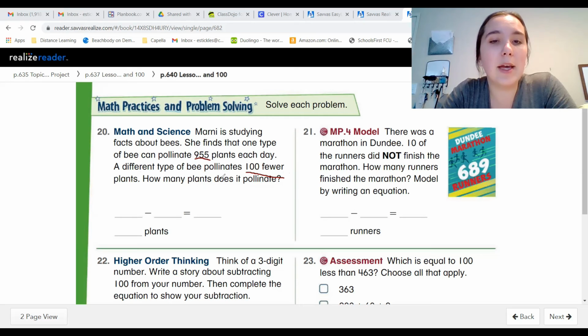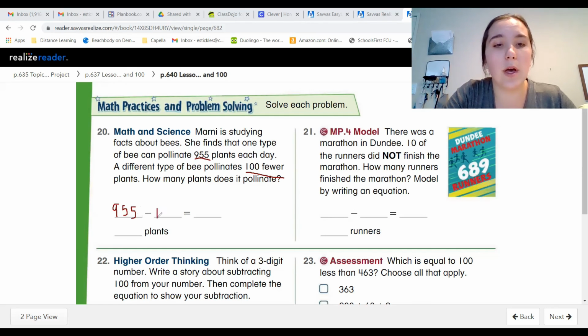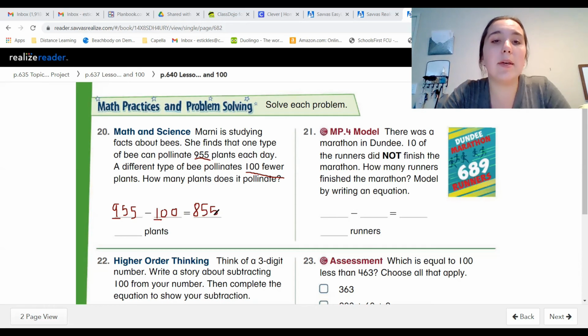So we need to find out how many plants the other kind of bee pollinates. So we're going to set up our problem. We're going to say 955 that the one bee pollinates minus the 100 less is going to tell us how many that second bee pollinates each day. So if I had 900s and I took away 100, well, 9 minus 1 is 8, right? So that means I'm only going to have 800s left. I'm still going to have my 5 tens, and I'm still going to have my 5 ones. So that means the second type of bee pollinates only 855 plants a day.